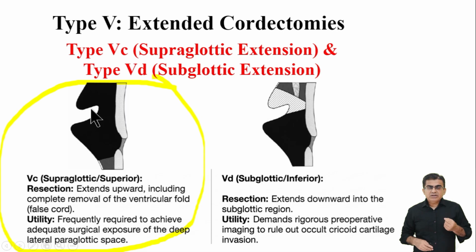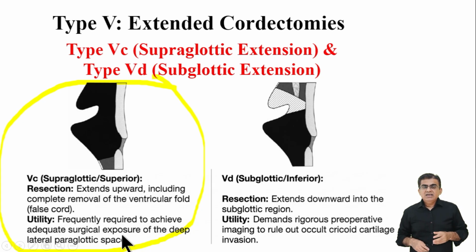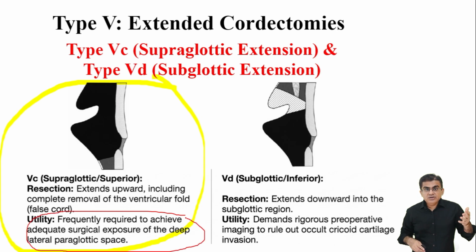But there is a very important surgical utility for this specific cut. We do not just do it to remove the supraglottic cancer. We frequently perform a type 5C just to achieve an adequate surgical exposure. Removing this false vocal cord gives you a clear visual window to safely dissect the deep lateral paraglottic space below it.